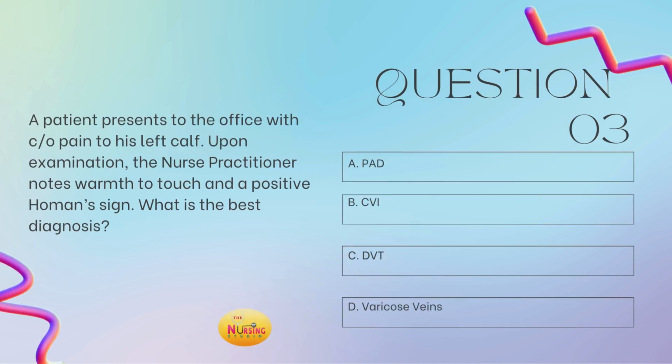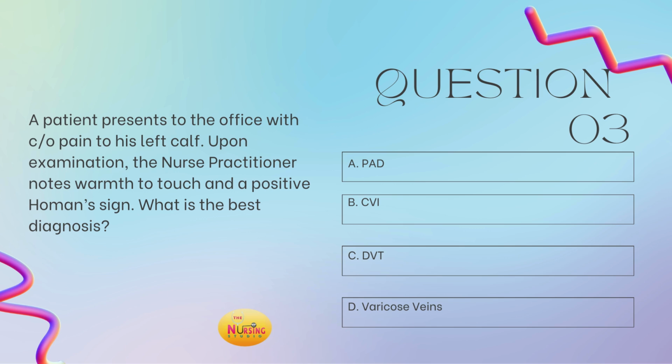And then lastly, question number 3. A patient presents to the office with complaints of pain to his left calf. Upon examination, the nurse practitioner notes warmth to touch and a positive Homan sign. What is the best diagnosis? Is it A, PAD? Is it B, CVI? Is it C, DVT? Or D, varicose veins? Take a moment and tell me what you got.